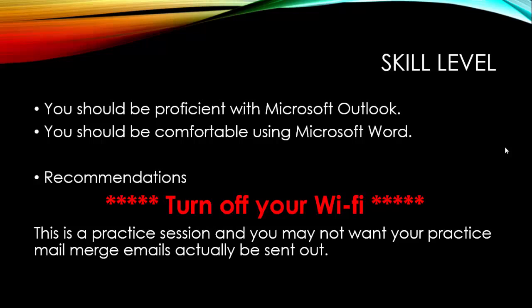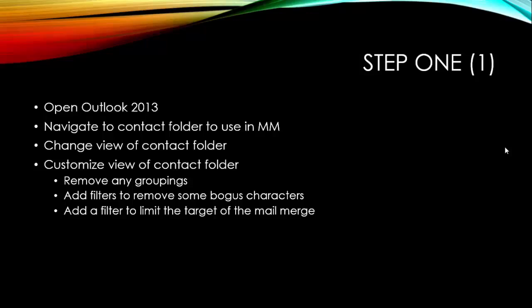The steps we're initially going to take, as a real quick overview: we're going to open up Outlook and navigate to our contact folder to use in the mail merge. We're going to change the view of the contact folder and customize it by removing any groupings. It defaults to grouping by company name. We're going to add a filter to remove some bogus characters out of our contact list, and add a filter to limit the target of the mail merge.